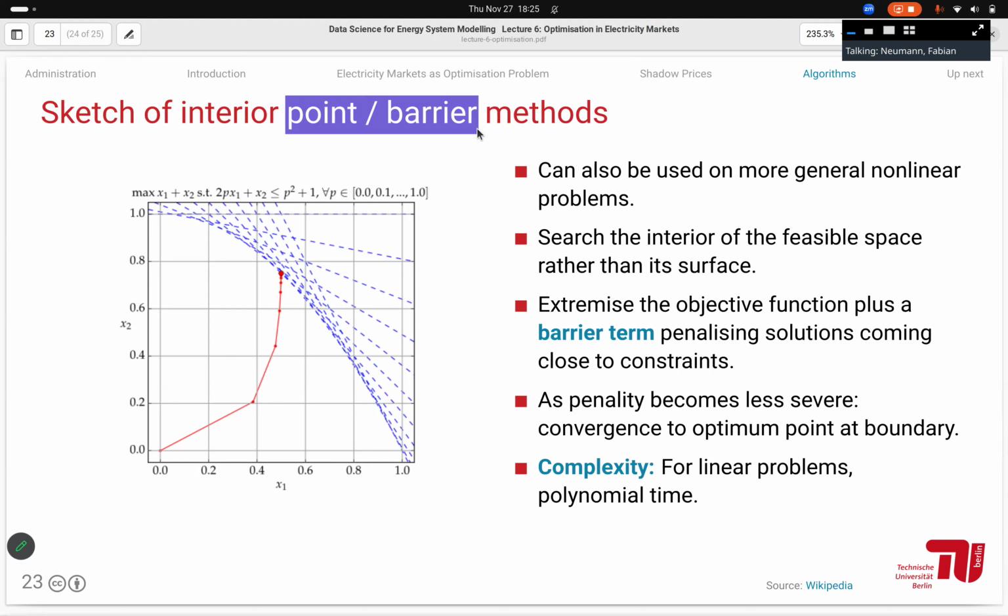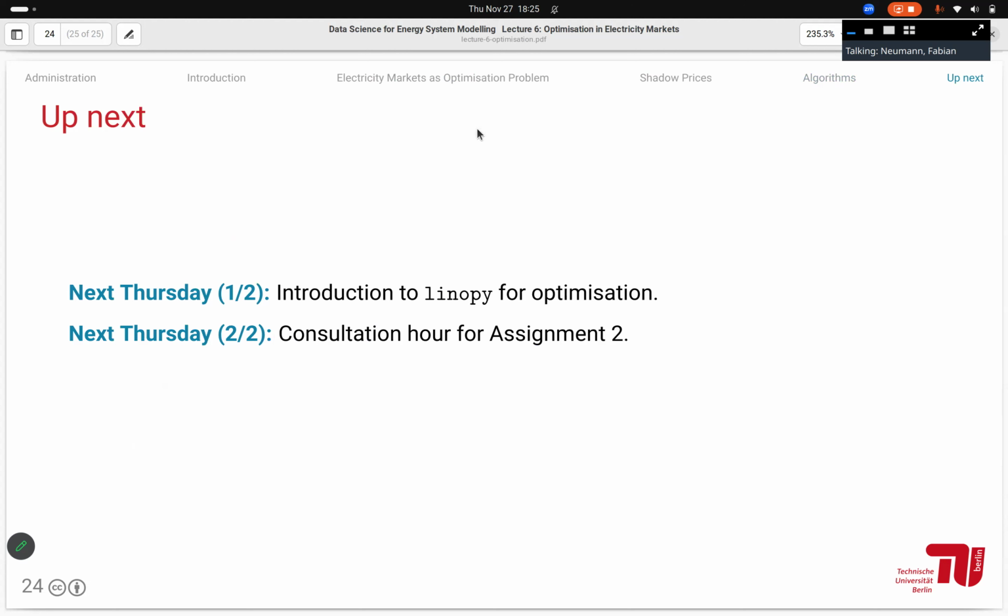That actually already concludes today's session. I'll just leave you with an outlook on what comes next week. Next week, we're going to look into Linopy and how we can formulate optimization problems in Linopy. Linopy is just one of the tools that you can use for that purpose. There's also a variant on the course website for Pyomo, which is another common framework for formulating and solving optimization problems in Python. The second block would then be the consultation hour for the second assignment.